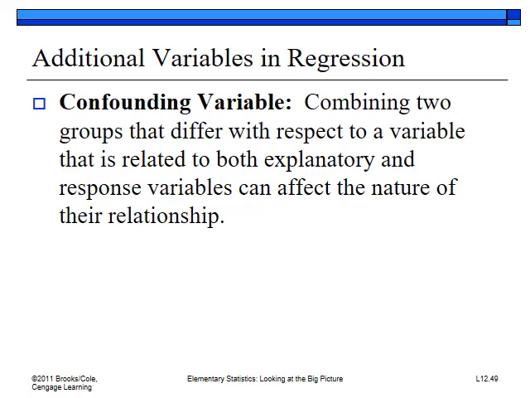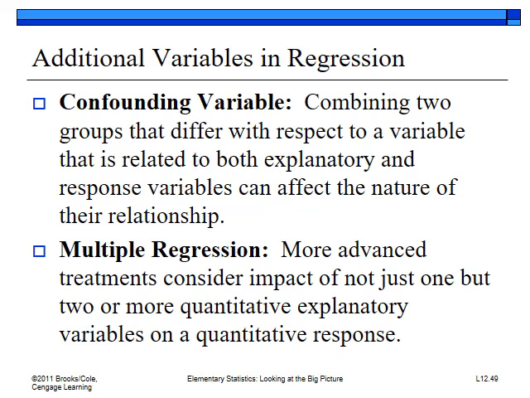Finally, let's look at the effect of confounding variables. If we have two different groups that are combined to create a regression, it can really affect the nature of the relationship that we see. More advanced techniques in statistics will take a look at more than one explanatory variable. This is called multiple regression, but we won't have time to talk about it in this class.